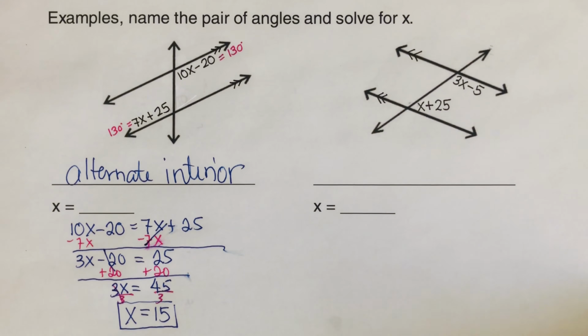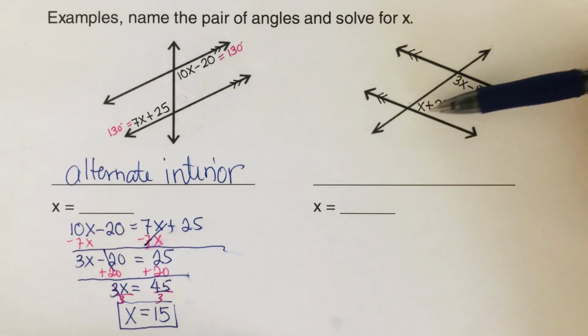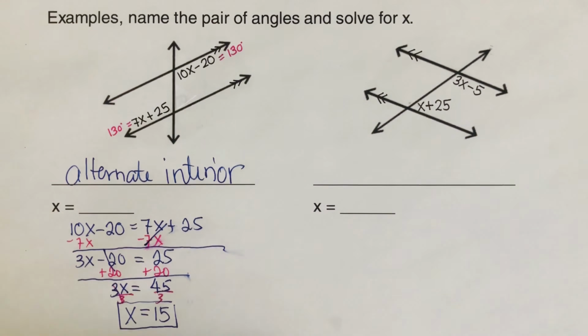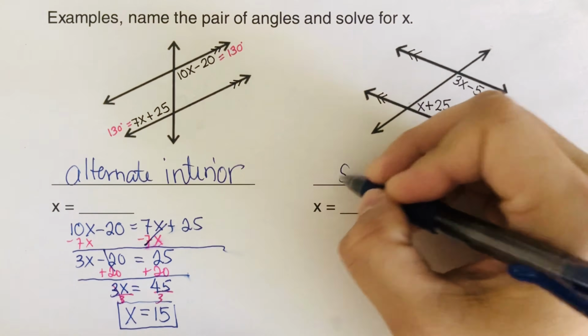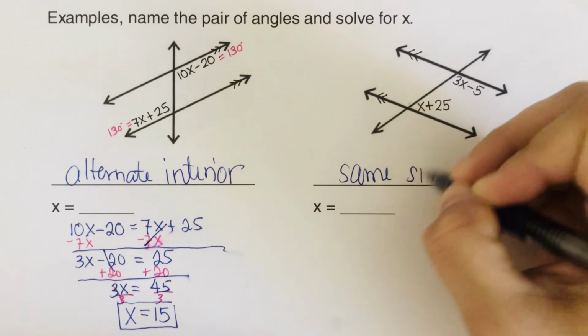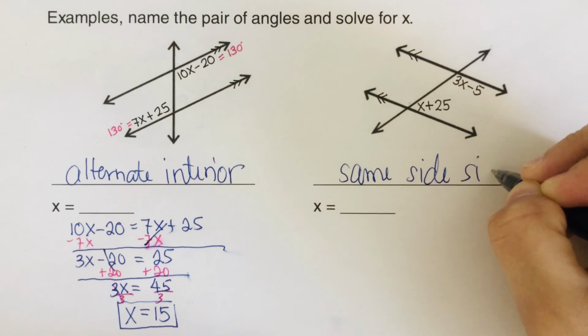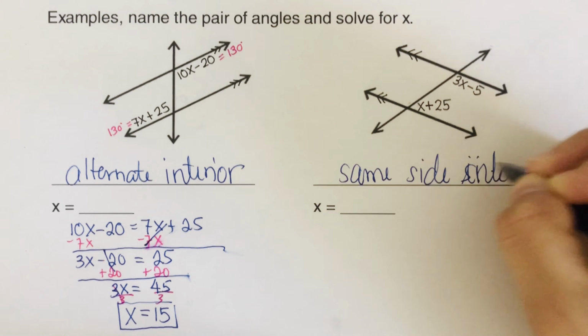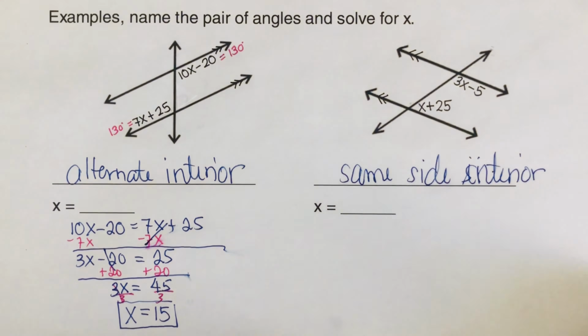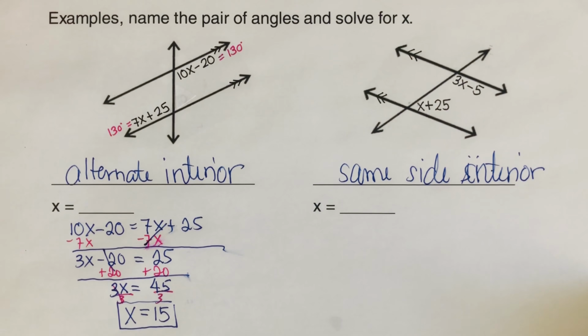Good. Perfect. Now let's move on to the last one right here. So these two angles that we have here are actually same side interior. So this is same side interior. Did you get same side interior as your answer? Good. Perfect. Now we will solve for x. Remember, same side interior. We add these two up and equal it to 180 since these two are supplementary angles.